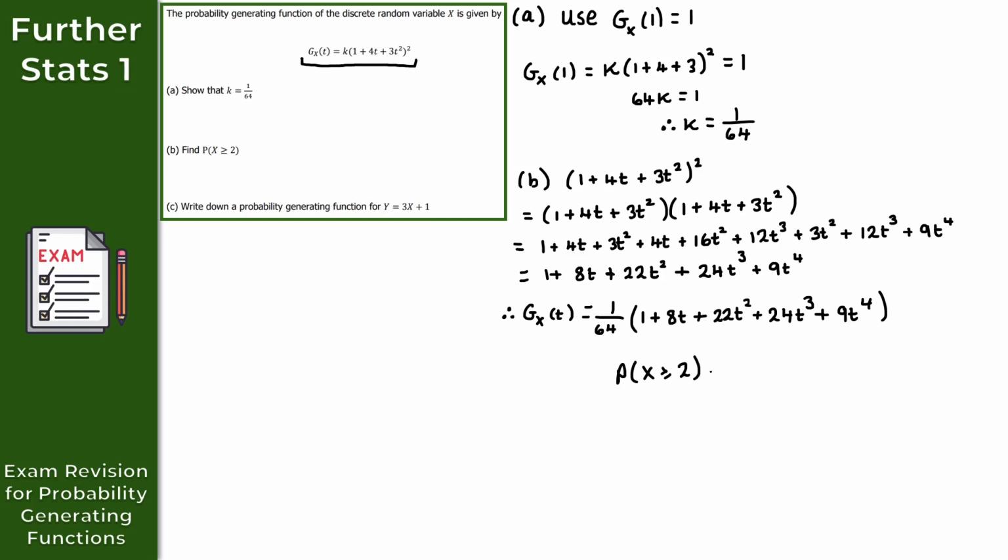So what I've got then is 22 plus 24 plus 9. But we've timesed each one of these by 1 over 64, so this is all over 64 here. So 22 plus 24 plus 9 over 64. This gives us 55 over 64. Okay, so there we have it. So that's the solution to part B.